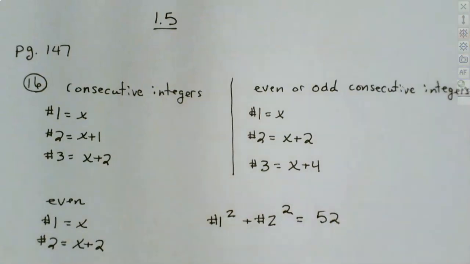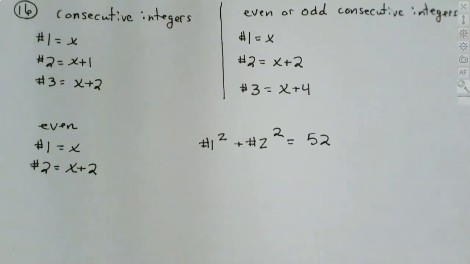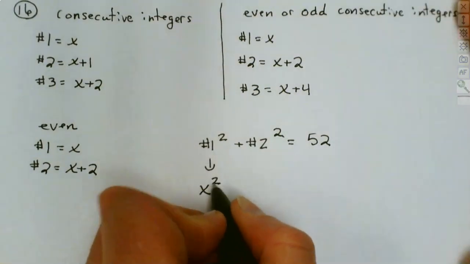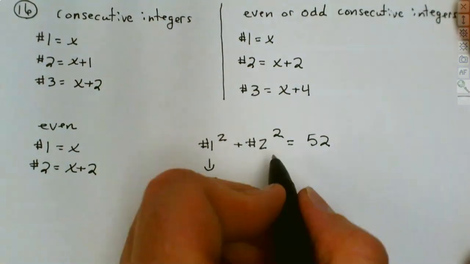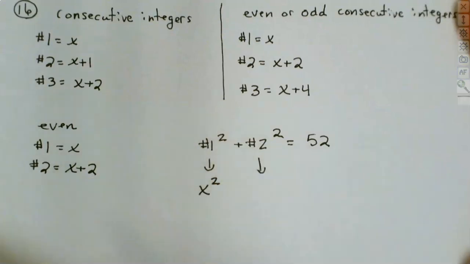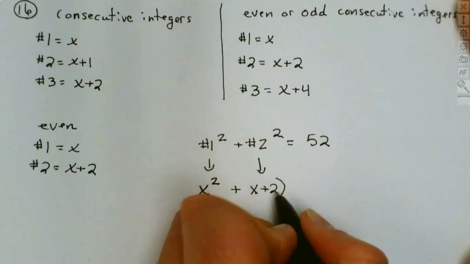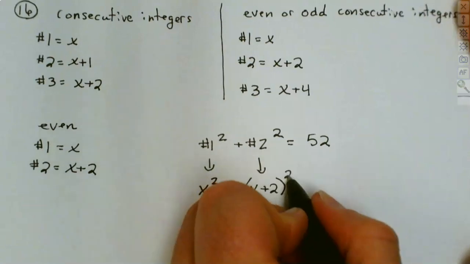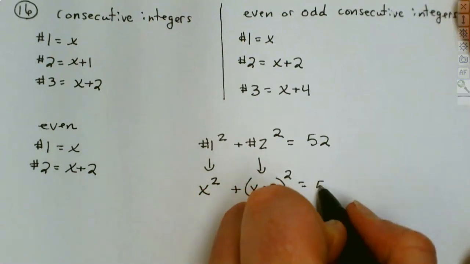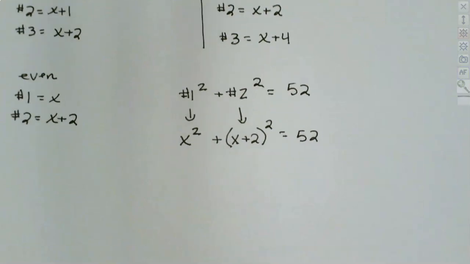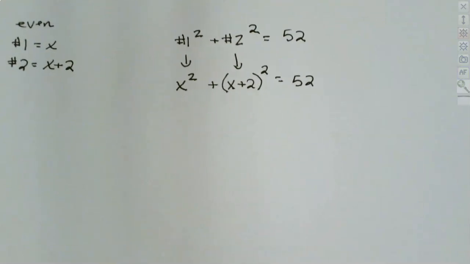Now we can fill it in. We know our first number is x, so that's going to come down as an x squared. Be careful with our second one. What's our second one? x plus 2 quantity squared. And that equals 52. So how do we handle this question? Well, for this question, we're going to have to FOIL, set it to 0, and factor.